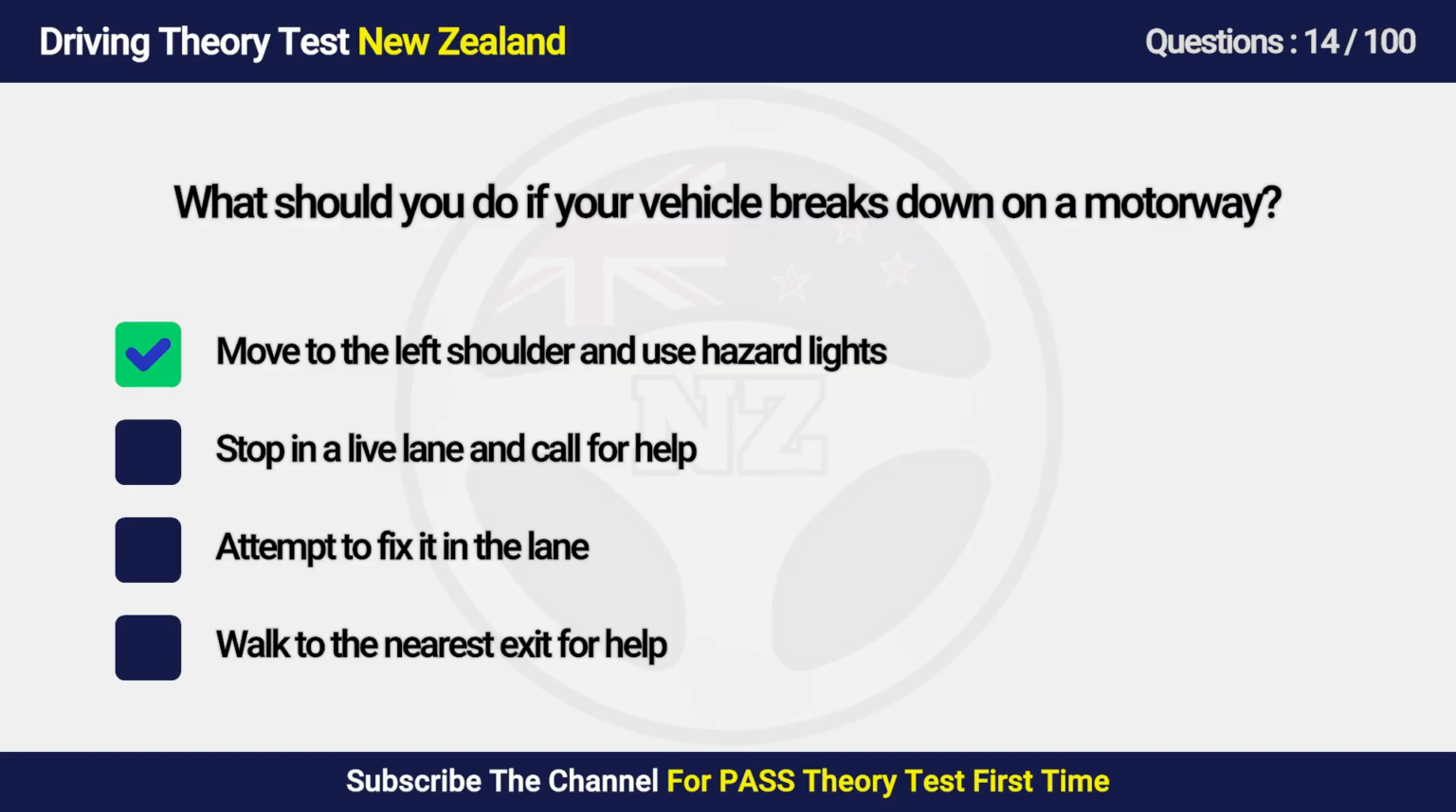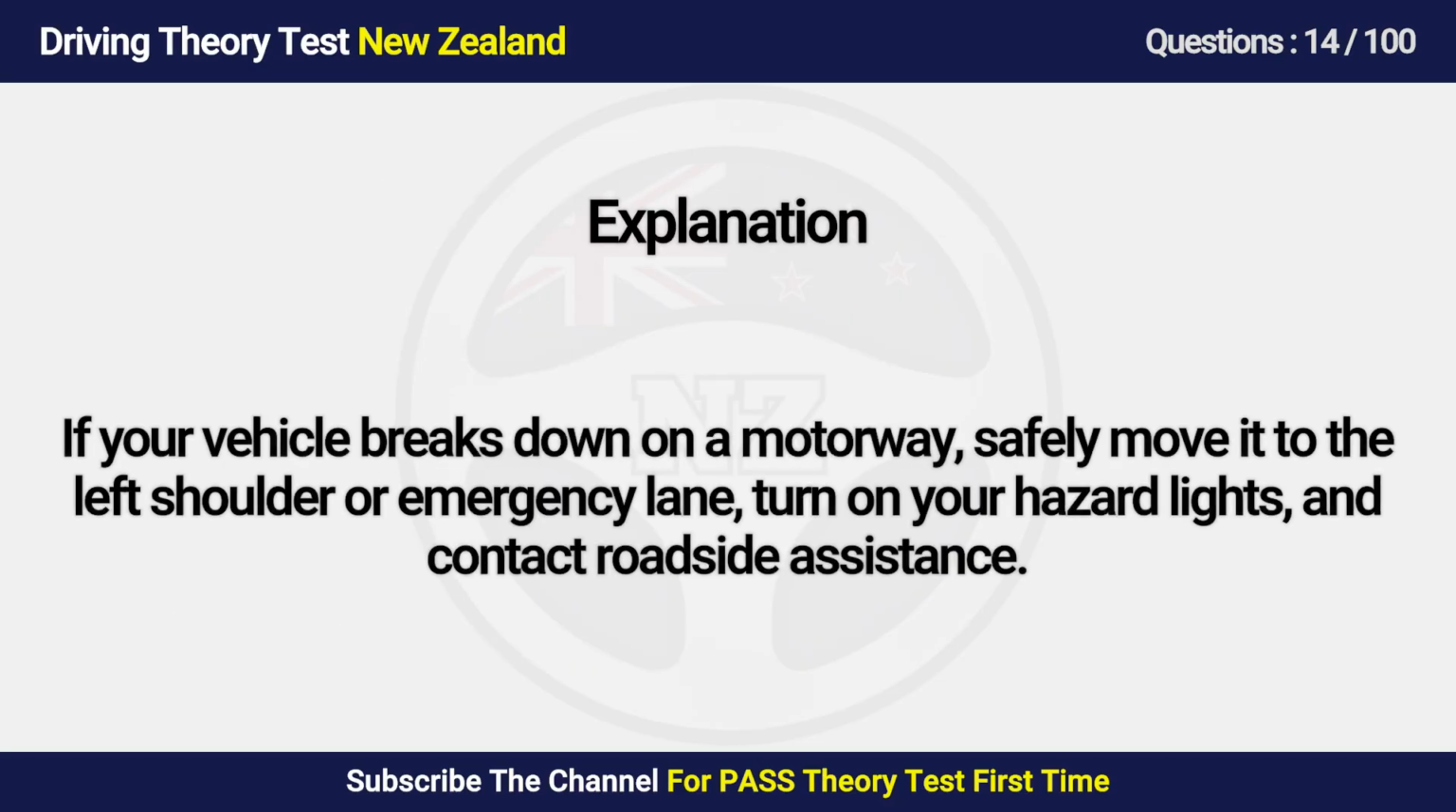Answer is A. Move to the left shoulder and use hazard lights. If your vehicle breaks down on a motorway, safely move it to the left shoulder or emergency lane, turn on your hazard lights, and contact roadside assistance.